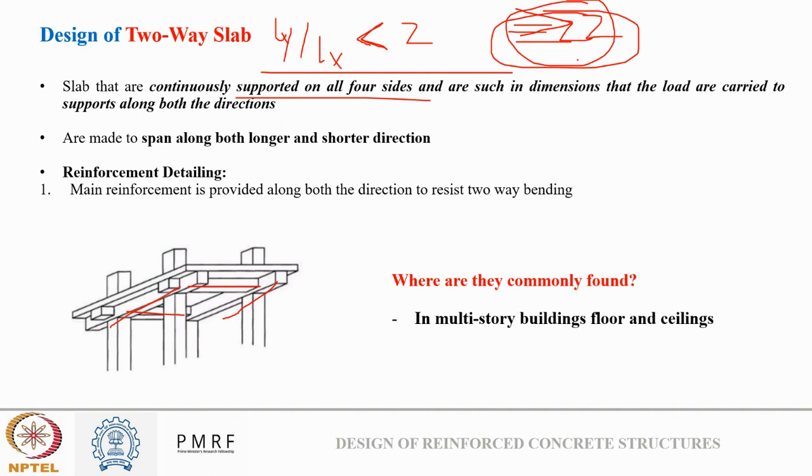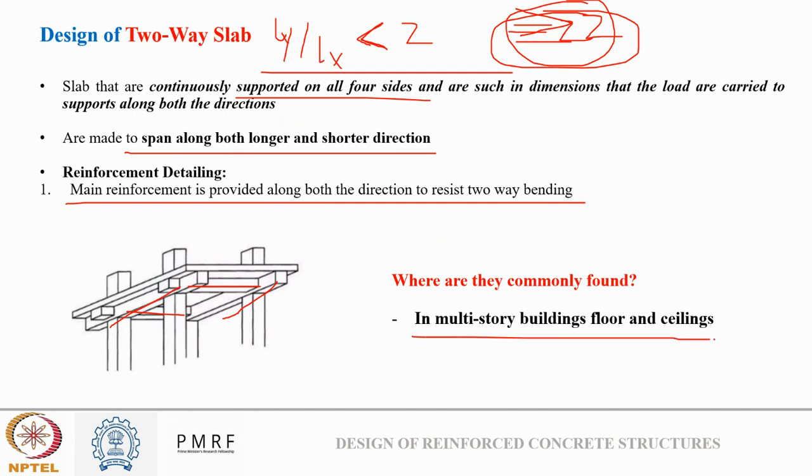Okay, sir. So these are slabs which span along both the shorter and longer direction, and thus we need to provide main reinforcement along both directions to resist the bending. And where do you commonly find these slabs? You commonly find them on floors and ceilings. One-way slabs are most often located in verandas or chajjas, but two-way slabs are more often found in general floors and ceilings.